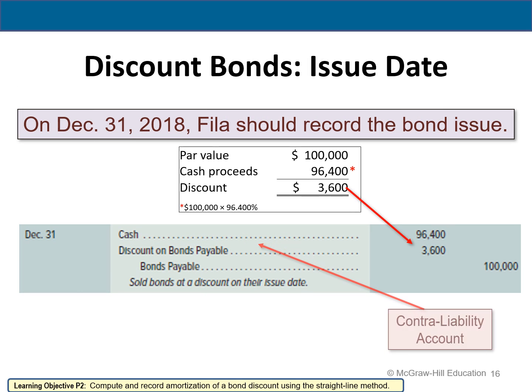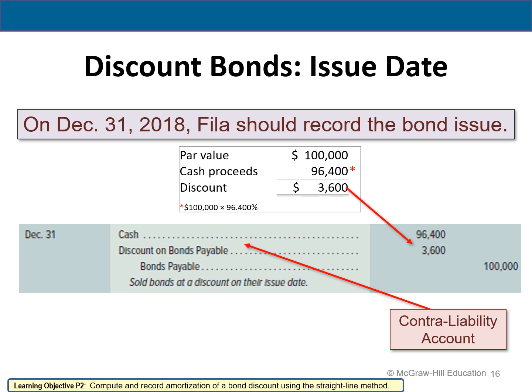So when they issue the bond, here's what happens. The par value is 100,000, but it's selling at 96.4% of that. So the cash proceeds are only going to be 96,400. That's 100,000 times 96.4%. So you've got a discount of $3,600. And so here's the way that we record that. We're only going to get $96,400 worth of cash, and we have a bond payable of $100,000. The difference is what we call discount on bond payable. The discount on bond payable is a contra liability account.